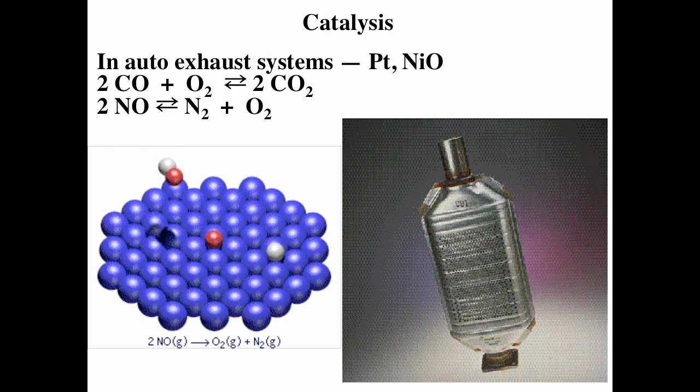When another NO molecule comes to the area, it also decomposes, and its N atom bonds with the other N atom on the platinum surface. The O atoms also combine. The gaseous nitrogen and oxygen molecules then float away from the surface. And so again, the catalyst is not consumed by the reaction. It just stabilizes the transition state, lowering the activation energy of both the forward and the reverse reaction.